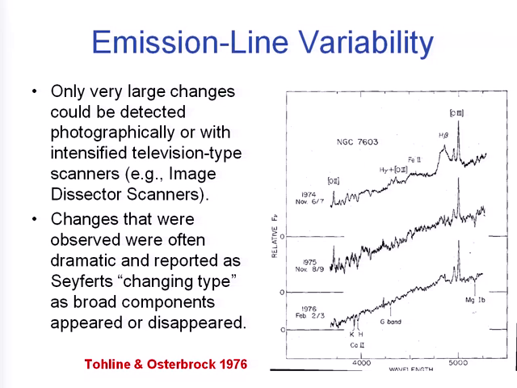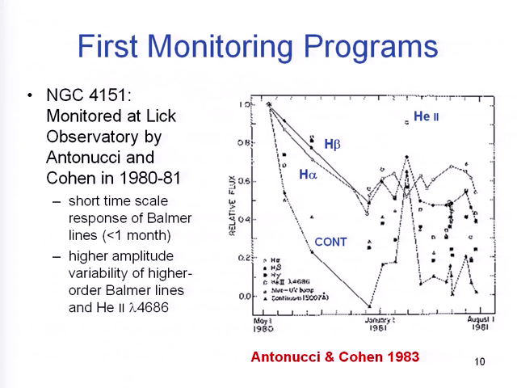Okay, so anyhow, you see some dramatic changes here, but these are changes that are occurring on time scales that aren't tremendously disturbing. But when we started looking at these more closely, we found that they were varying rather rapidly. One of the first monitoring programs was undertaken by Ski Antonucci and Ross Cohen on NGC 4151, and they observed these changes month to month. At the time, people said observing Seyfert galaxies once a month is just crazy town. You don't do that.